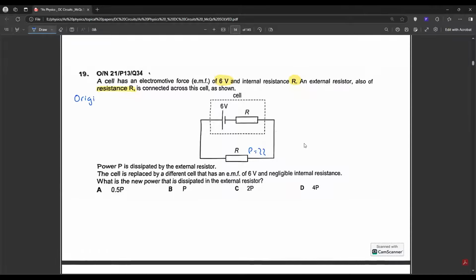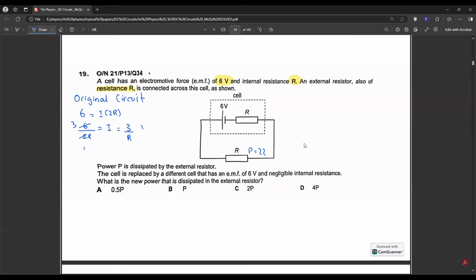For the original circuit, can you calculate the current in the circuit? Yes. The total voltage is 6. The total resistance is 2R. We have applied V is equal to IR. Can you calculate the current? Yes, 6 divided by 2R is equal to your current. This becomes 3. The current in the original circuit is 3 over R.